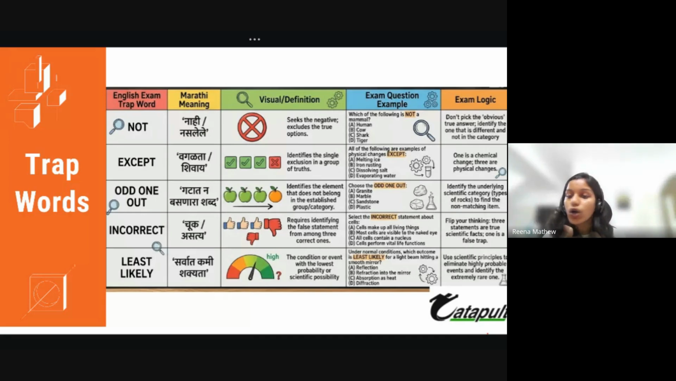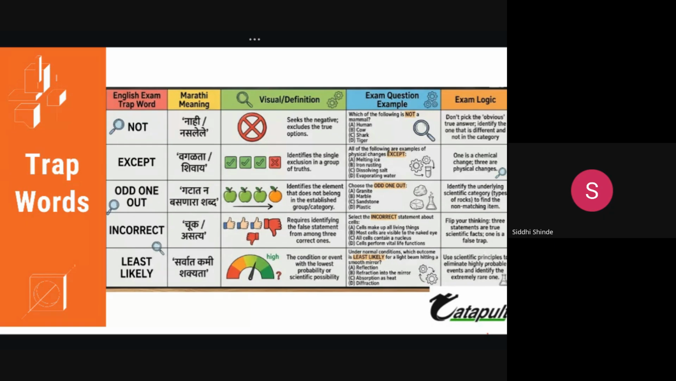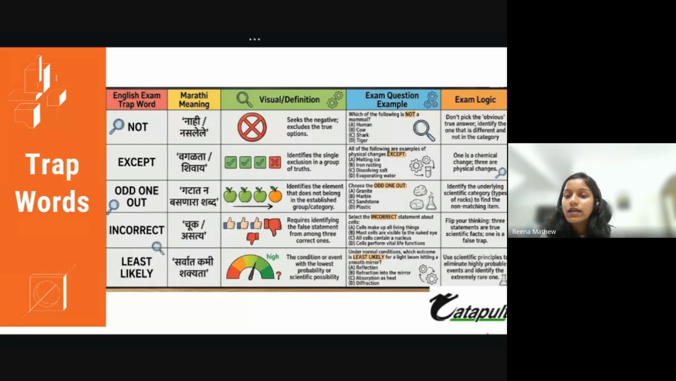Similarly, yes, all of you are right. Plastic is the answer for the question because the other ones, granite, marble, and sandstone, fall under a type of rock. They are all types of rocks, but plastic is different. So that is the odd one out. When you get odd one out questions, look for the category. What category does it belong to? And then find out what does not belong there.